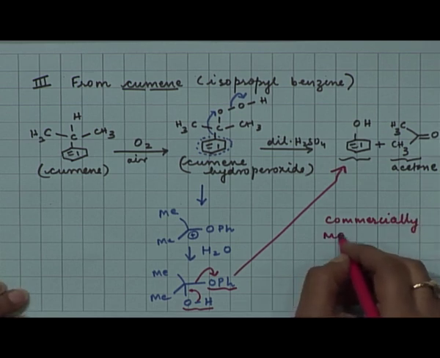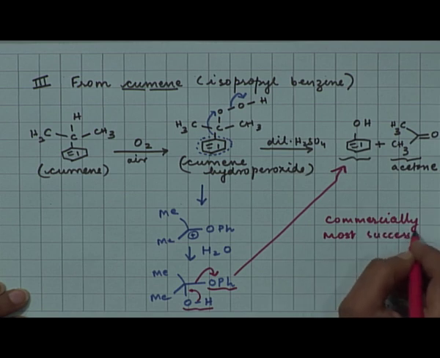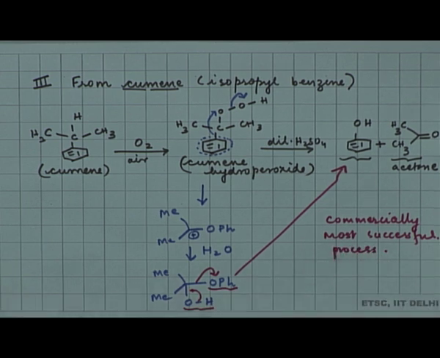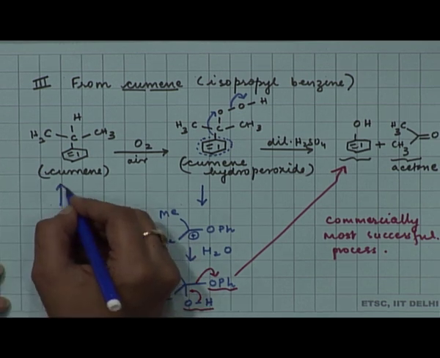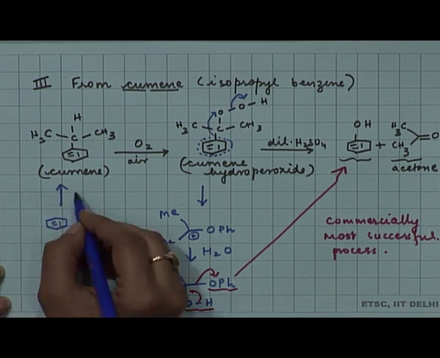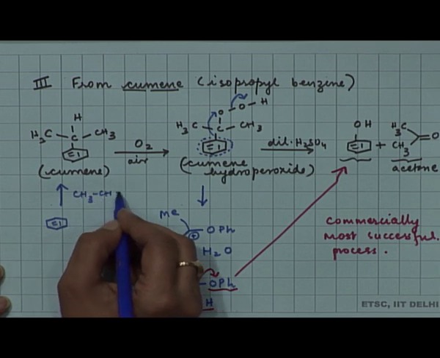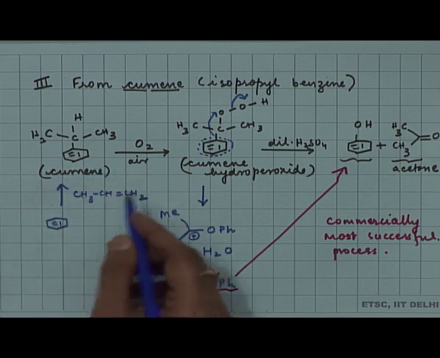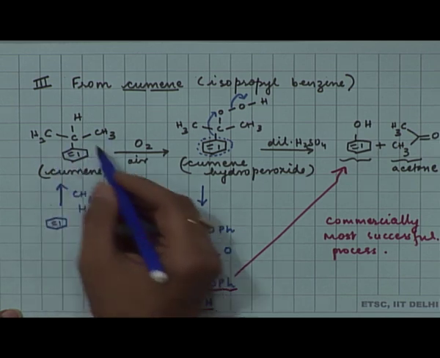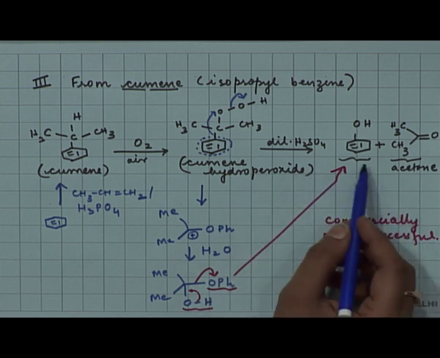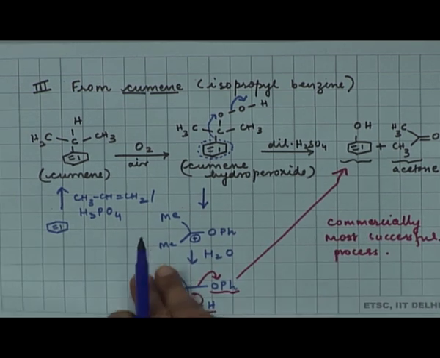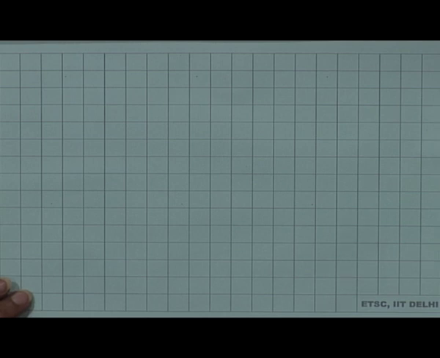This is the commercially most successful method of making phenols, starting from cumene, and cumene can be easily prepared from benzene by treatment with propene. This is an acid catalyzed reaction. You get the cumene, and cumene on aerial oxidation gives us the phenol and acetone. These are some of the industrial methods for the synthesis of phenols.